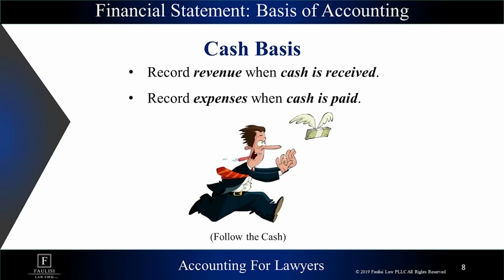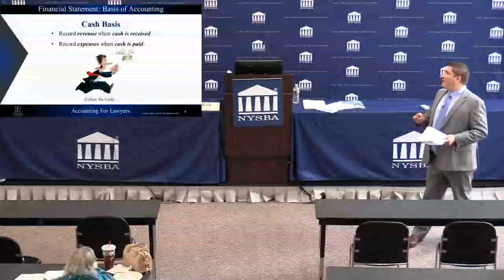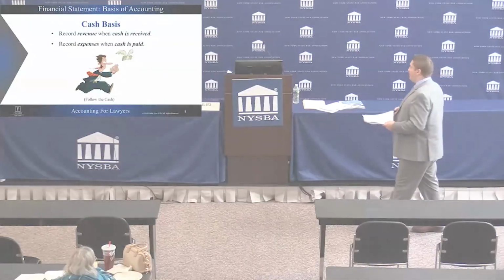So finally, cash basis. Record revenue when cash is received. That's the whole point of cash basis. Recording expenses when cash is paid. So this is real easy because you can relate to it in your own real life. As you pay something, you're going to have an expense. As you receive something, that's cash, that's income. And that's what the IRS does. That's what the IRS is looking at. If you receive money or value, you're going to record it. If you pay something, it's an expense.